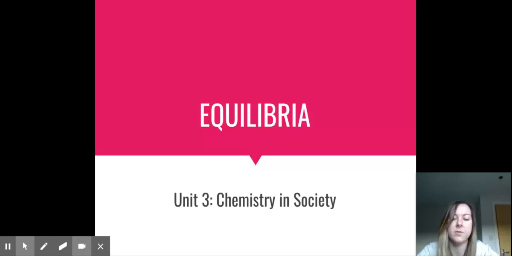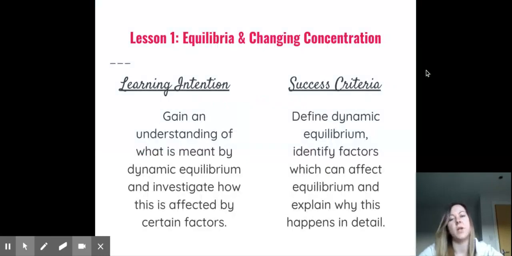Hi, Hire. This week we are moving on to a new subtopic, which is in Unit 3, Chemistry and Society, and it's called Equilibria. So, Lesson 1 is Equilibria and Changing Concentration.